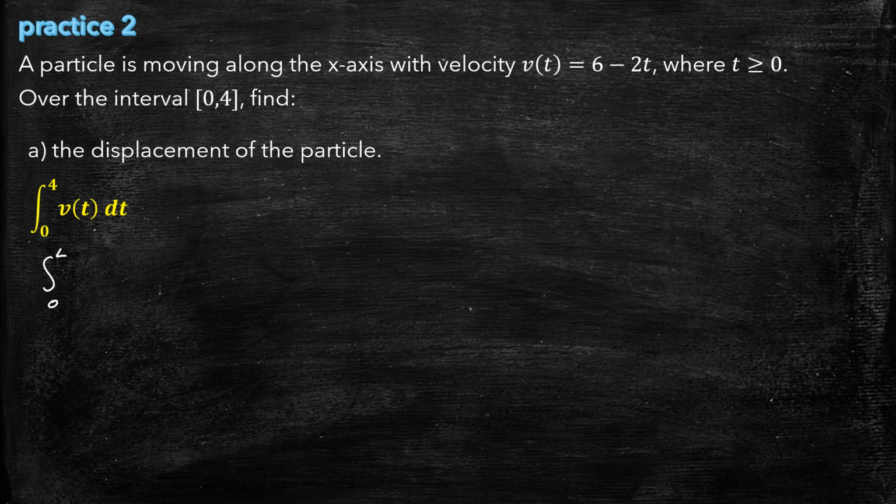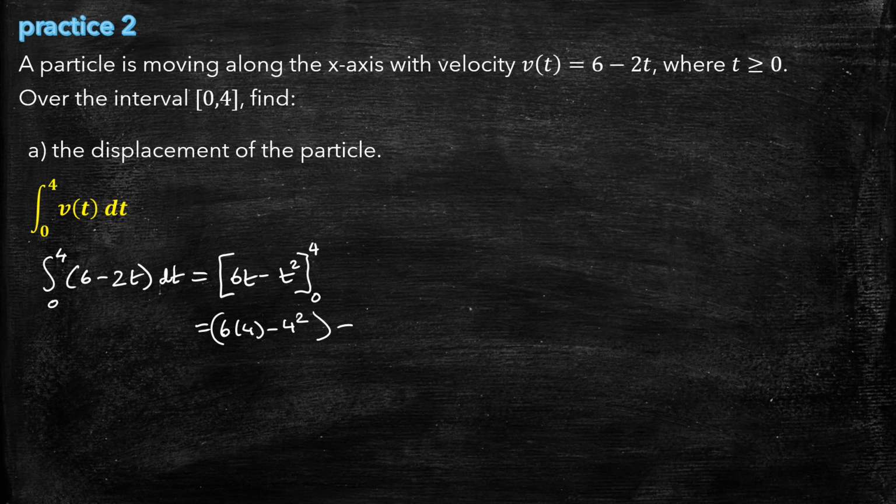So the velocity formula for this particle is 6 minus 2t dt. So we take the antiderivative, we get 6t minus t squared. From 0 to 4, we plug in 4 first, and then we plug in 0, which will just give 0. And the final answer, 24 minus 16 is 8. So the displacement, the particle moves 8 units to the right.